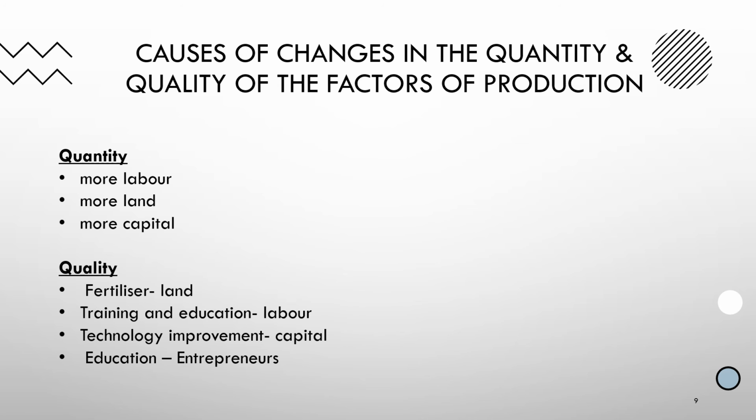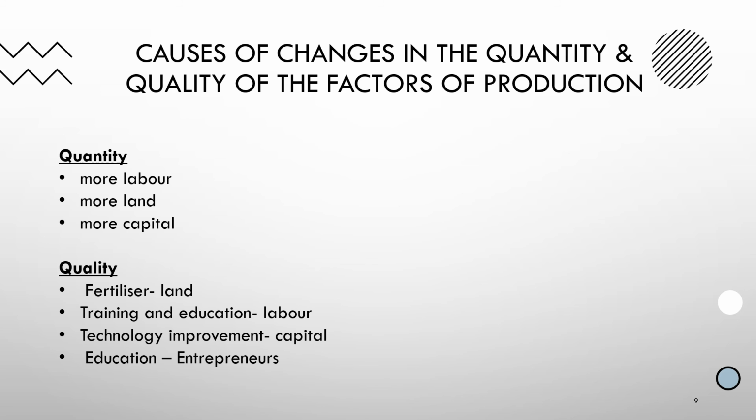And the last part is the causes of changes in the quantity and the quality of the factors of production. If you look at quantity, we have to increase labor, land and capital. More labor can come from an increase in the population of a country or immigration, while more land can increase the natural resources available to the economy, such as the discovery of more oil. And for more capital, the country or the business can purchase more machinery and equipment.